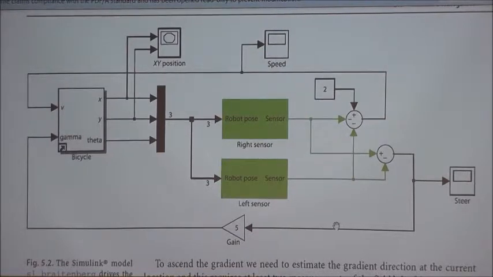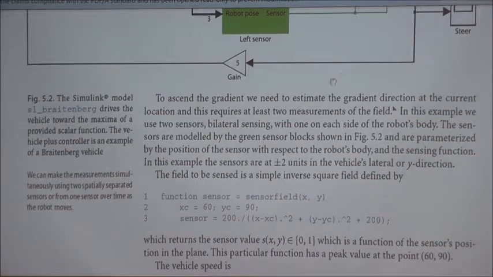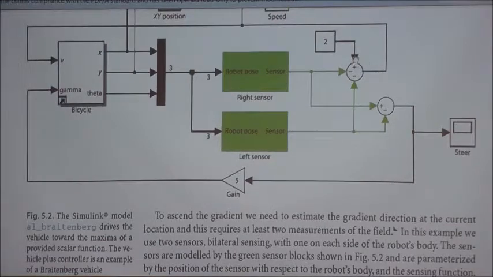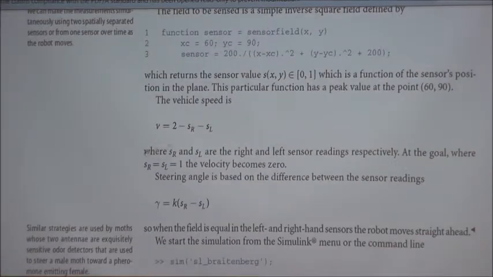Okay, and this difference that I just told you is a gradient, a difference between where you like to go and where you are right now. The velocity of the bicycle is being fed back from right here, as you see. So there is an equation, velocity equal to 2 minus sensor value from right minus sensor value to the left.